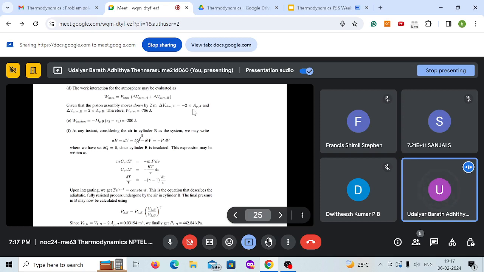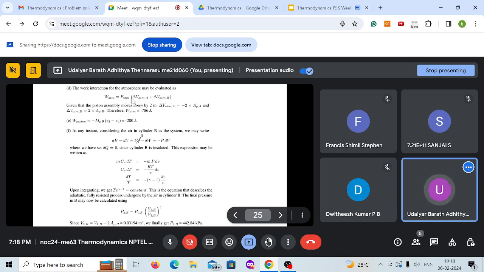So work is done on the atmosphere, and delta V atmosphere is 2 into area of B. Here piston B is compressing, so the atmosphere is doing some work to compress the air in cylinder B. So from there it's negative, from here it's positive. Hence for delta V atmosphere, we know 2 meters, so the volume can be calculated using the corresponding areas of the pistons. Because the pistons are coupled, what is moved 2 meters by piston A is moved the same amount by piston B.